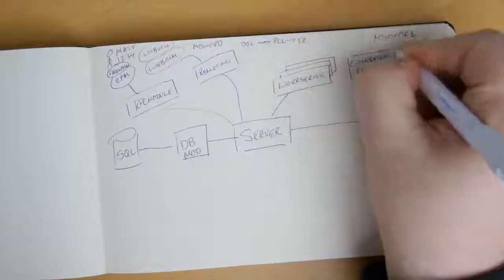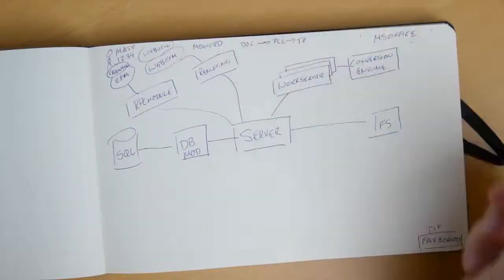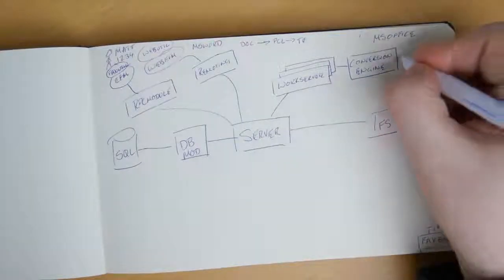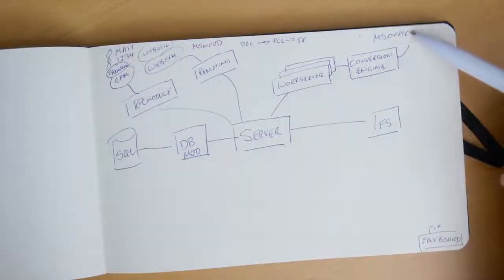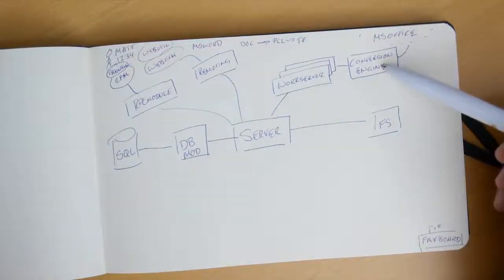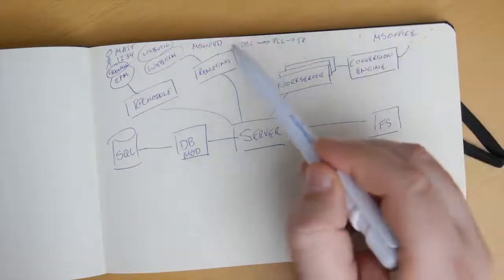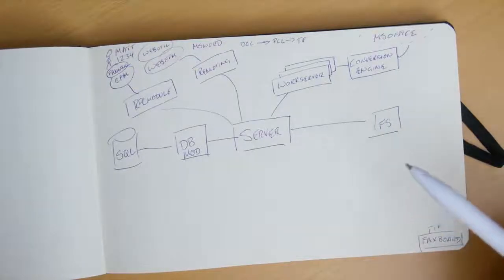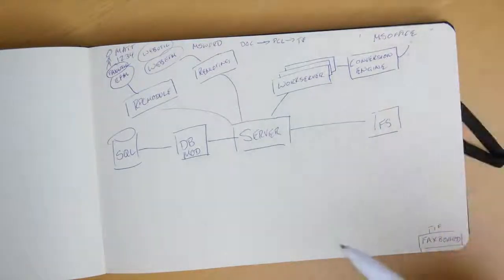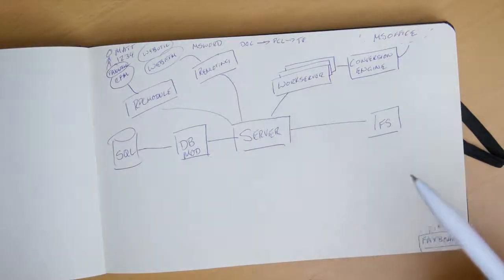So the work servers work directly with the conversion engine, and the conversion engine starts up Microsoft Office. The reason we do this is that the conversion engine is designed to work specifically with Microsoft Office. So the conversion engine will start up Microsoft Office, hand over your Word document to it, usually Microsoft Word, and say, hey, Microsoft Word, go ahead and turn this document into a PCL file.